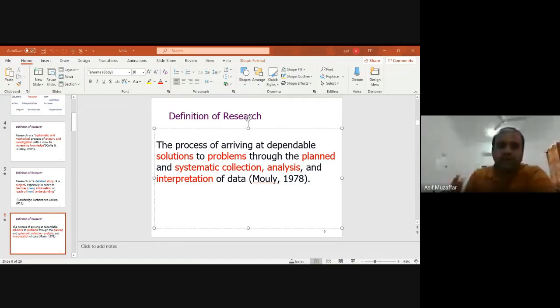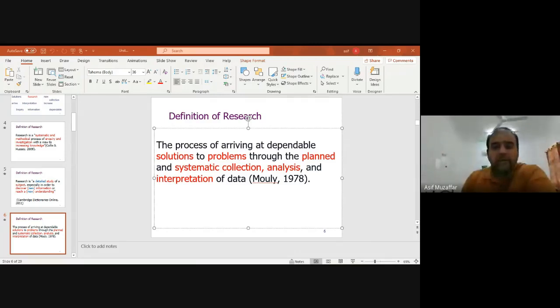Sometimes you are finding a solution to a problem. For example, Oman LNG, they have some issue of their distribution, let's say, how to distribute their LNG gas, their product, to their customers. Let's say you find a solution to that problem. This is research.